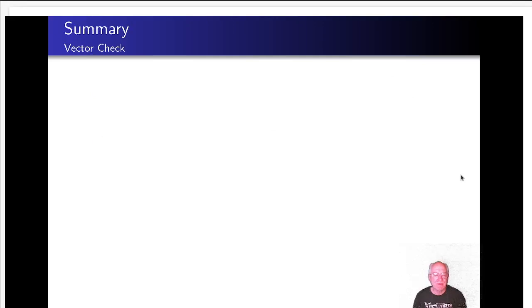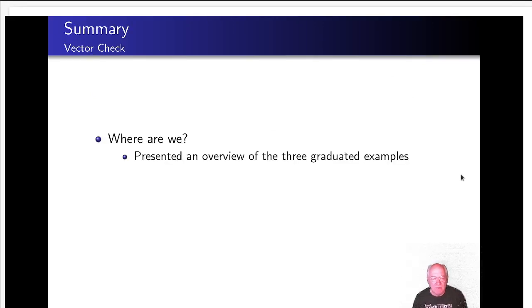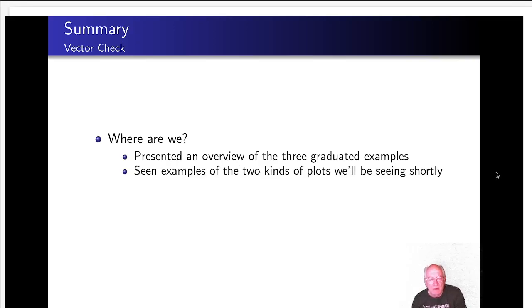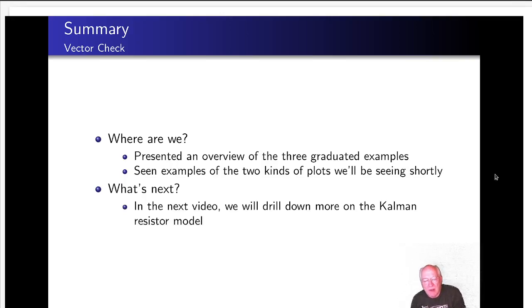Okay, that's it for this video. We've given you an overview of the 3 graduated examples that we'll be looking at in the next few videos. We've seen examples of the 2 kinds of plots that the simulations produce. And so what's next? Well, next we're going to drill down on the first model, the Kalman resistor model. And then in videos after that, we'll look at the other 2 models.